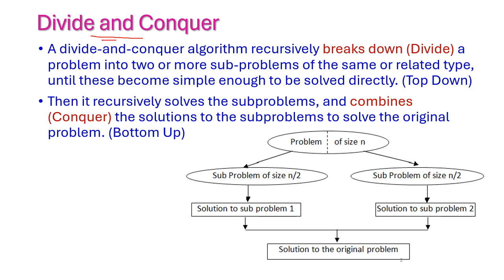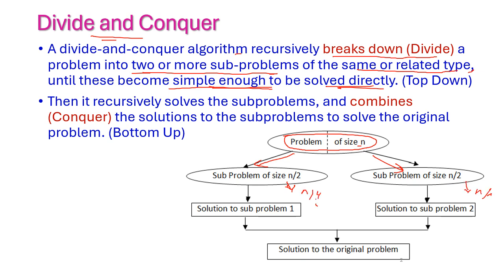Before quick sort, we will see divide and conquer. It is an algorithm which recursively breaks down a very big problem into two or more subproblems of the same or related type. The division will continue until the problem becomes very simple to solve directly. That means the very big problem of size n will be divided into two, that is n by 2, and this will be divided into n by 4, etc.